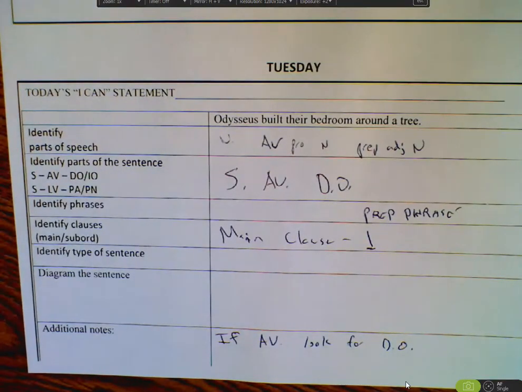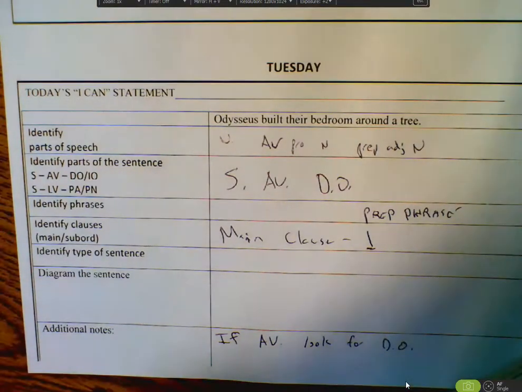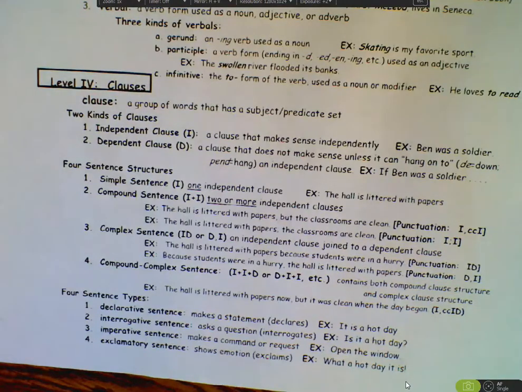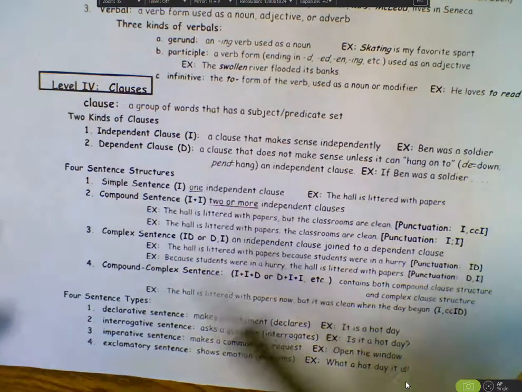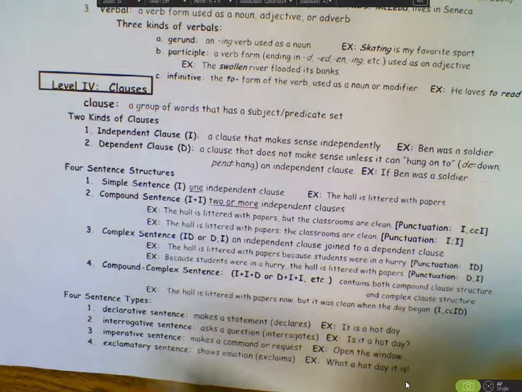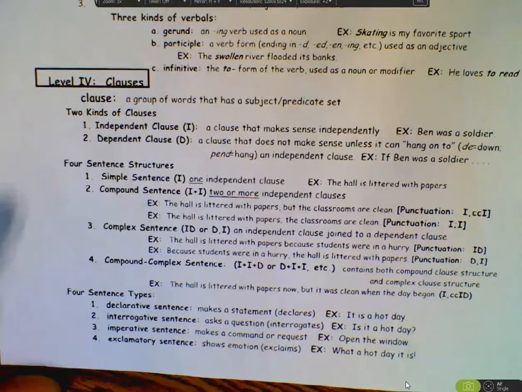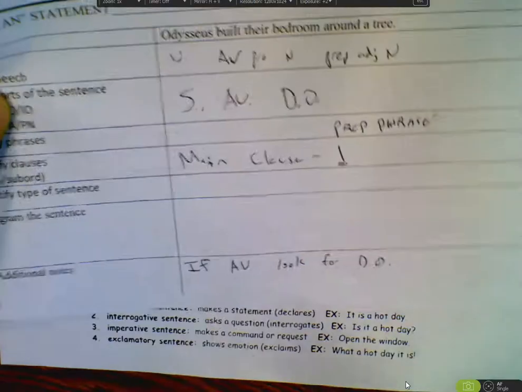Identify type of sentence. Now, I'm going to flip back to my grammar cheat sheet, where it says types of sentences. You have sentence structures like simple sentence, compound, complex, and so forth. Sentence types are as follows: declarative, interrogative, imperative, exclamatory. This was another note I want you to write, in additional notes.